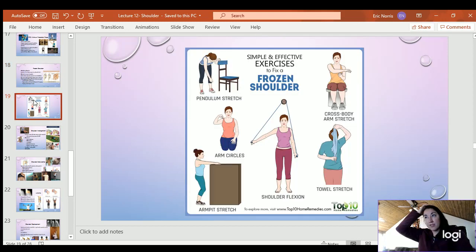So here are the exercises for frozen shoulder. Some of the common ones, we'll go over these in class. But again, the pendulum to help still maintain that joint perfusion. We have arm circles, just trying to get some mobility back. Shoulder flexion. We can also, I usually like to do it in the scaption plane. Those are pulleys. That's a pulley exercise she's doing.